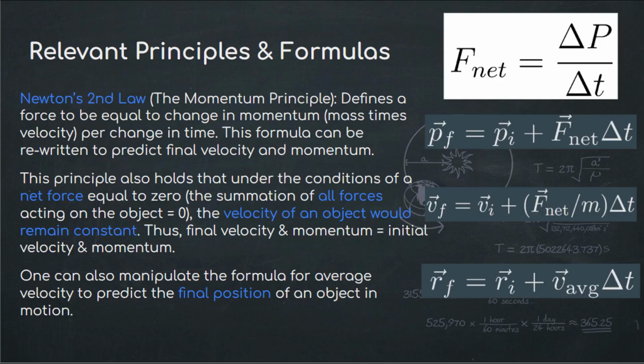Some of the relevant principles and formulas we'll be using in this experiment include Newton's second law, also known as the momentum principle, which defines a force to be equal to change in momentum per change in time. This formula can be rewritten to predict final velocity and final momentum. This principle also holds that under the conditions of a net force equal to zero, meaning the summation of all forces acting on the object equals zero, the velocity of an object will remain constant. Thus, final velocity and momentum equal the initial velocity and momentum. One can also manipulate the formula for average velocity to predict the final position of an object in motion.